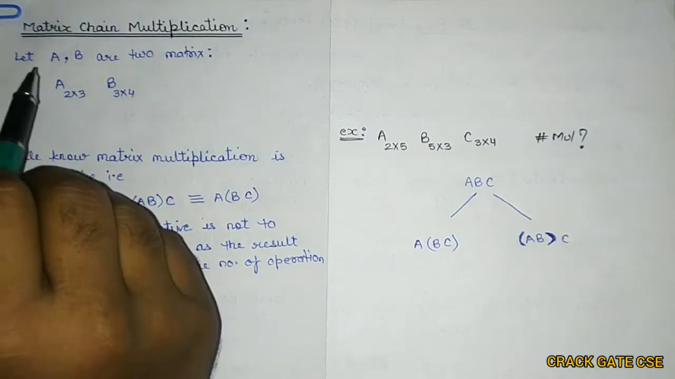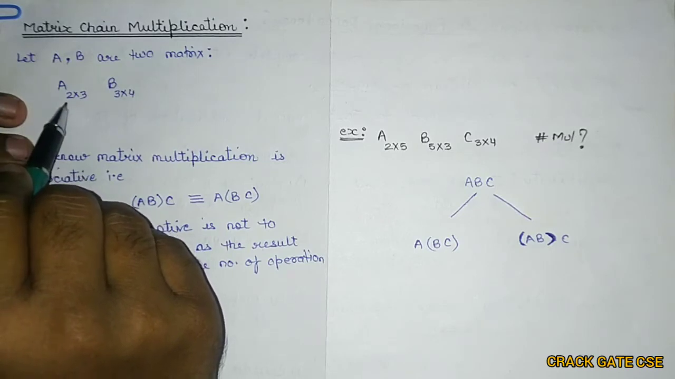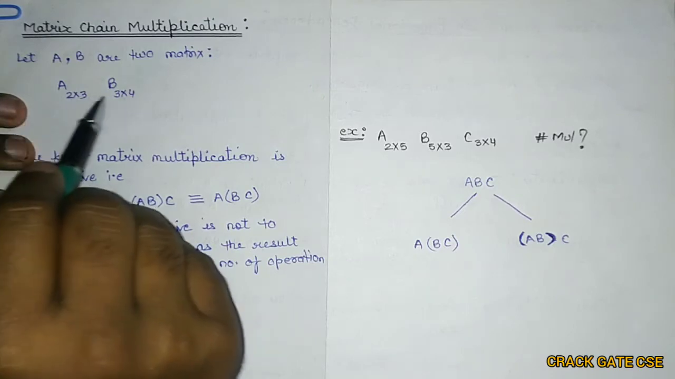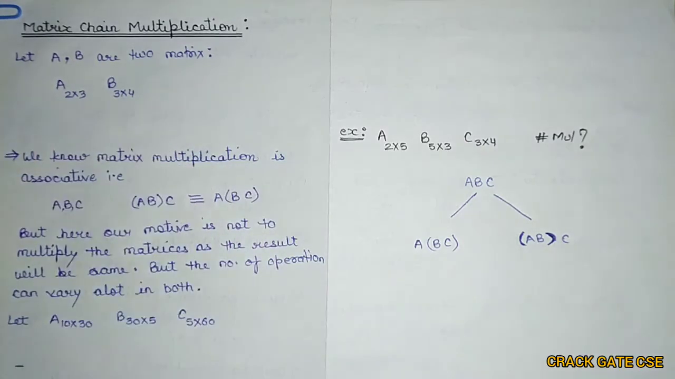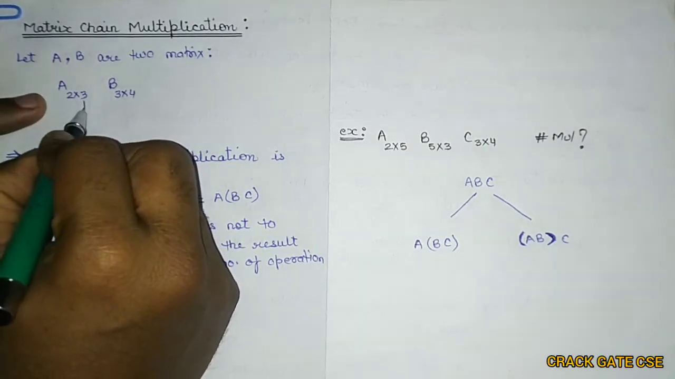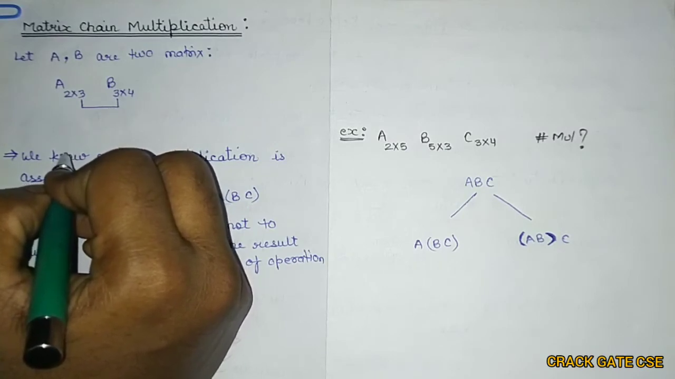So for matrix multiplication, let A and B be two matrices. I am having matrix A with number of rows as 2 and number of columns as 3. So these are the dimensions of matrix A, and these are the dimensions of matrix B, that is 3 by 4. So you already know that the number of columns in A has to be equal to the number of rows in B. If this condition is satisfied, it is known as matrix compatibility.